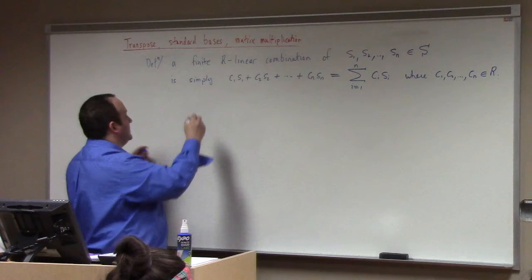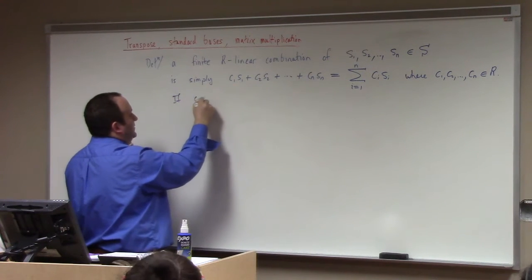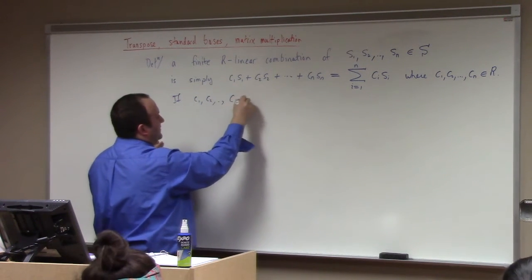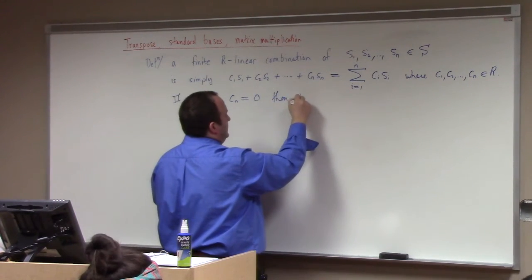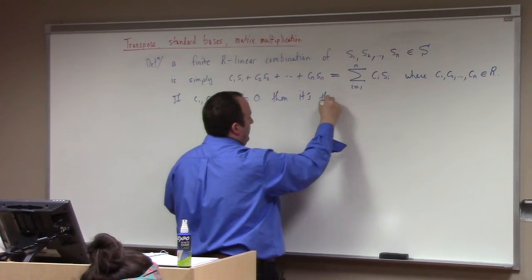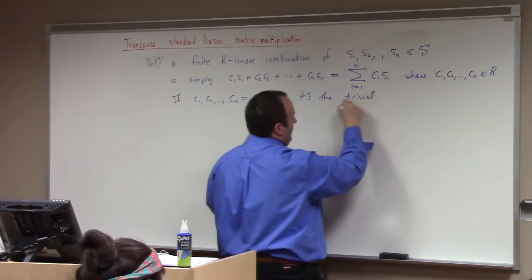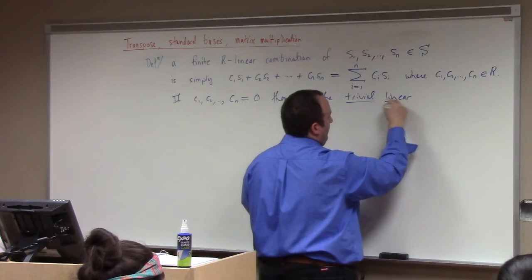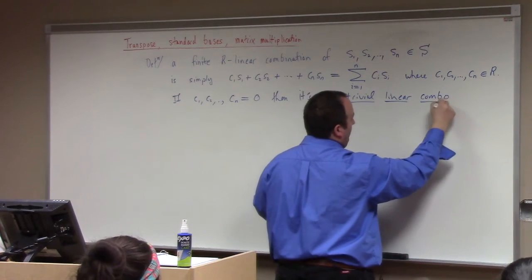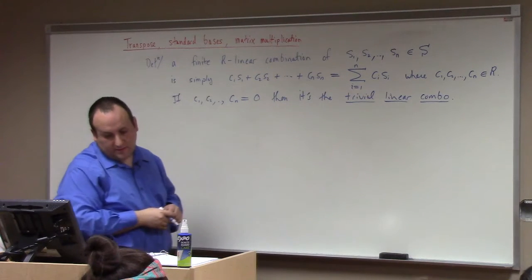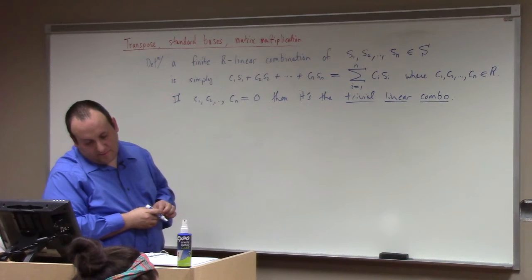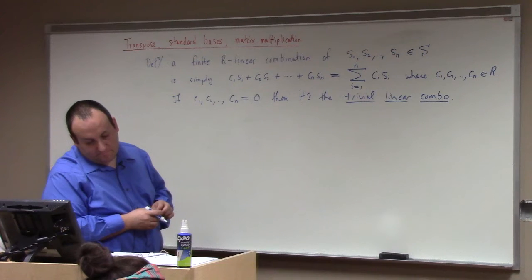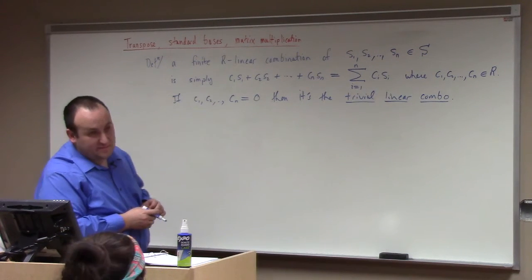A little bit more language here: if C1, C2, all the way on down to Cn are all equal to 0, then it's the trivial linear combination. Otherwise it's a non-trivial linear combination. And we also say that the set containing 0 is formed by an empty sum. That is, a linear combination of the empty set is just 0.